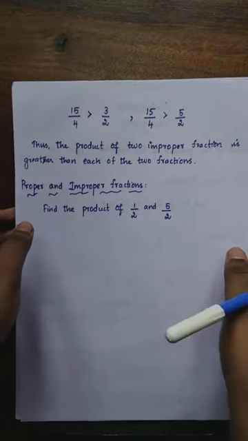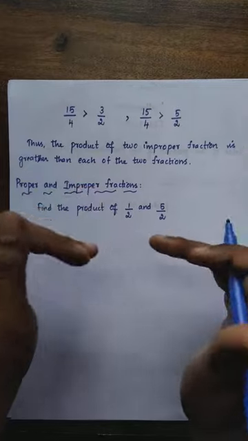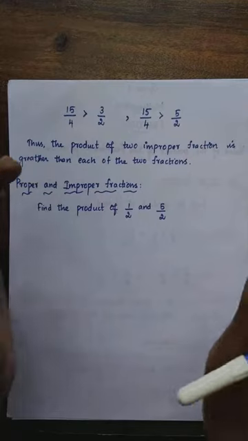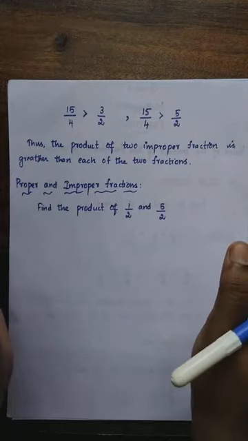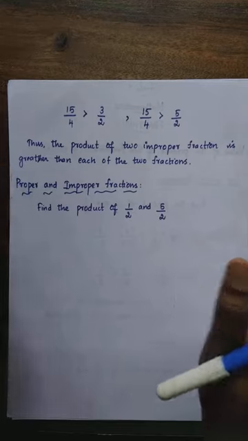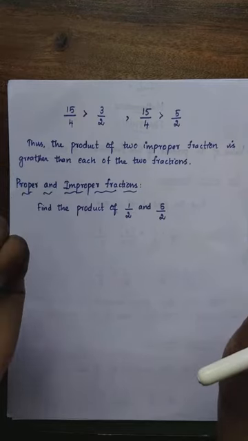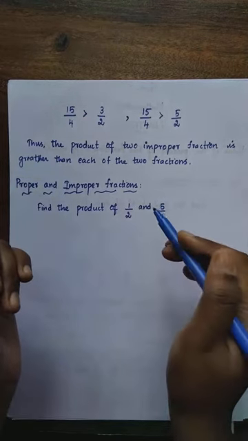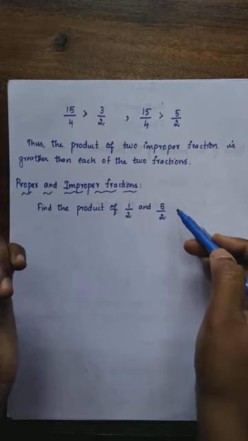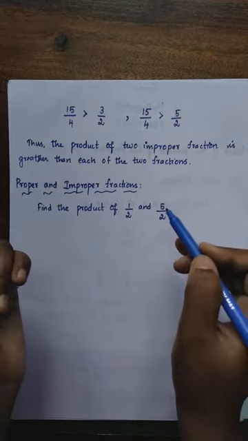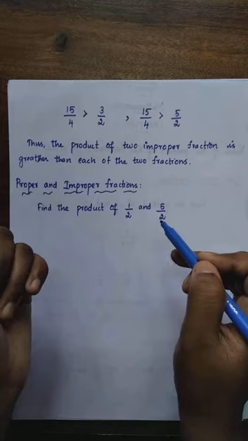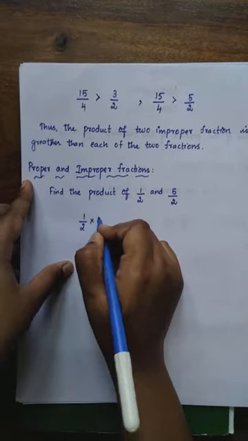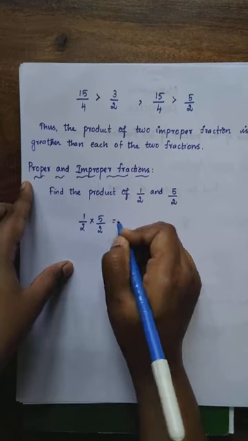So next one is proper and improper fraction. Here we are going to find the product of one proper fraction and one improper fraction. In the last two headings, first we took two improper fractions, then two proper fractions, but in this part we are going to take one proper fraction and one improper fraction. Here 1 by 2 is the proper fraction, 5 by 2 is the improper fraction. Now we are going to find the product of 1 by 2 and 5 by 2.